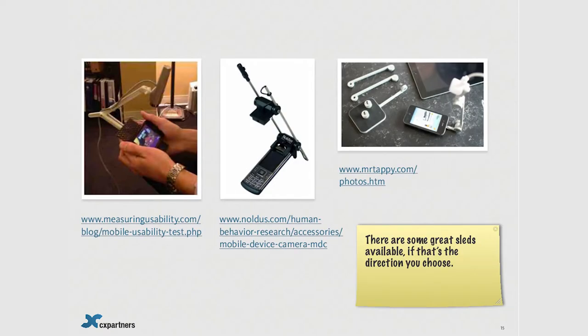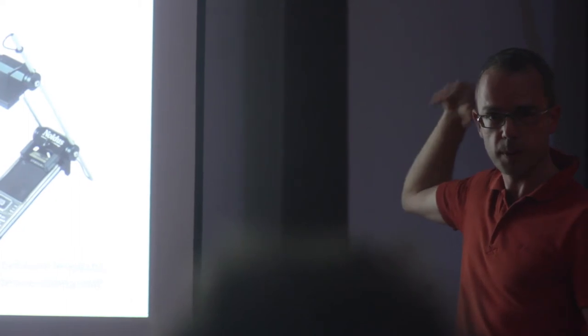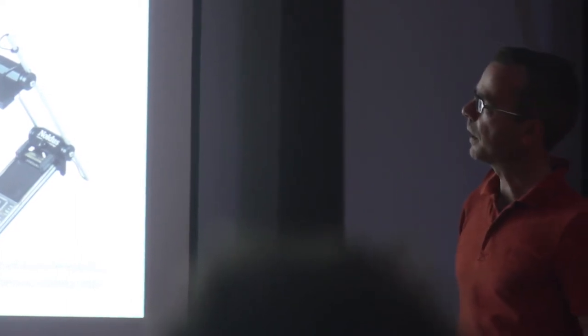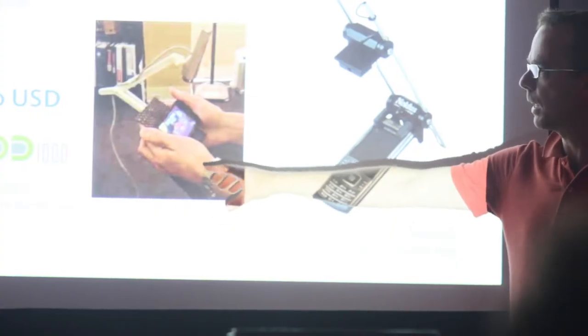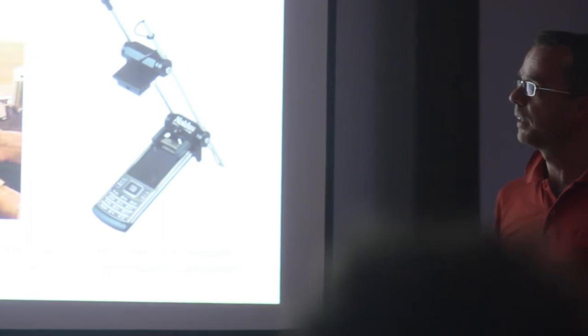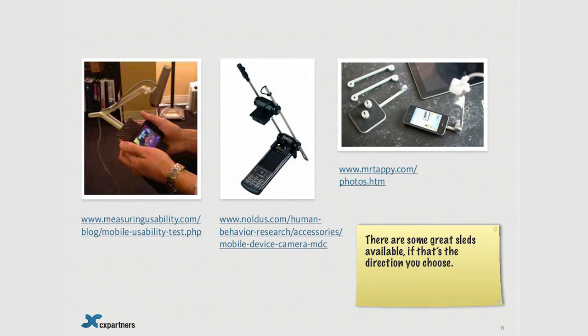So these are some of the sleds, and we've seen Mr. Tappy already tonight. This is the alternative approach. If you're not going to suspend a camera over somebody or over somebody's shoulder, the commercial options are out there. Mr. Tappy, I've got a different price for you, but it's not far off. This was from Jeff Sauro's site, Measuring Usability. He's a very clever man, does lots of amazing stuff, and I look at his website a lot, but he charges $410 for his Mod 1000.